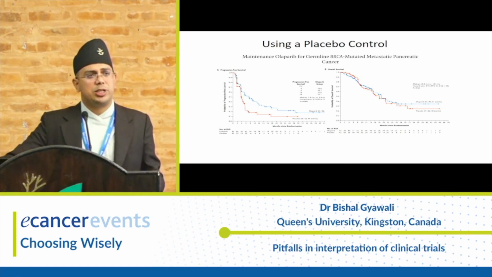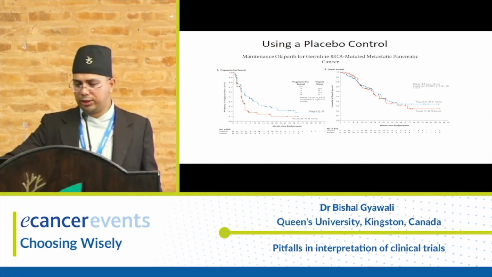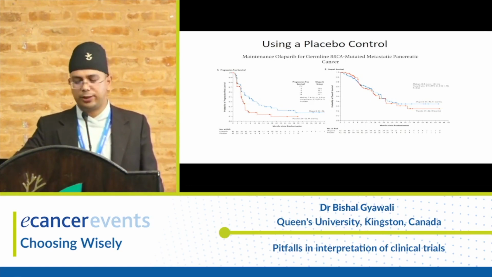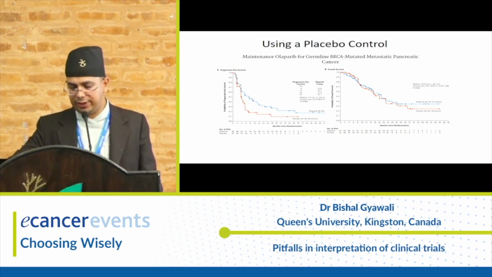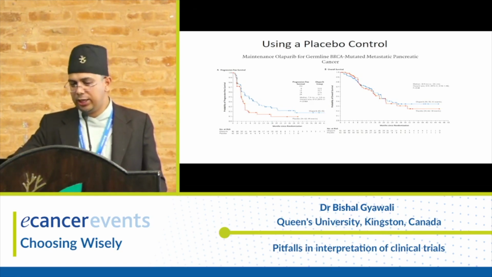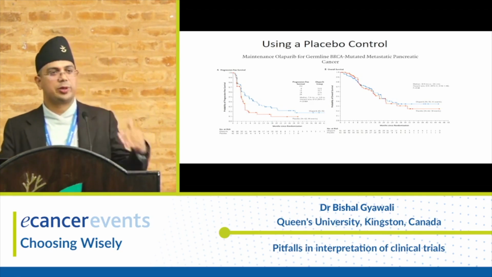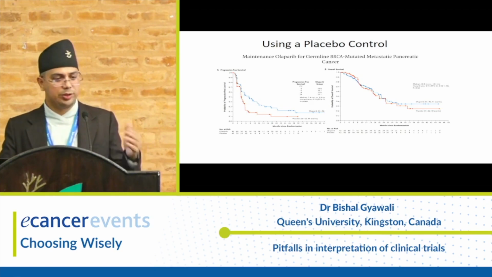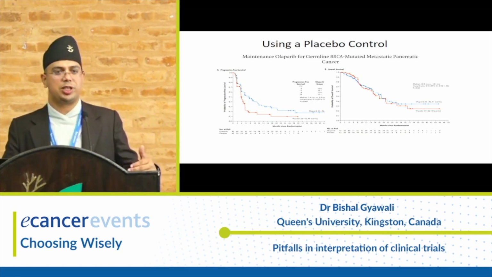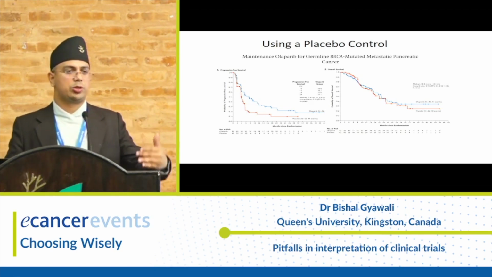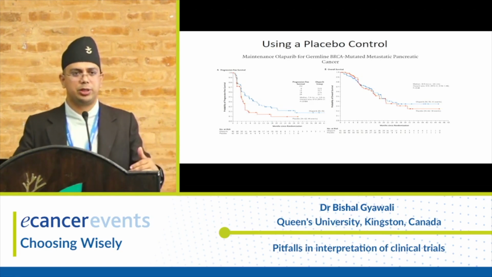And then using a placebo control, because sometimes placebo is not appropriate if there is an active agent that does better. Again, a trial of pancreatic cancer. Here what they did was they randomized patients after certain months to receive chemotherapy or placebo. In the real world, for patients with metastatic pancreatic cancer, we don't give them placebo.